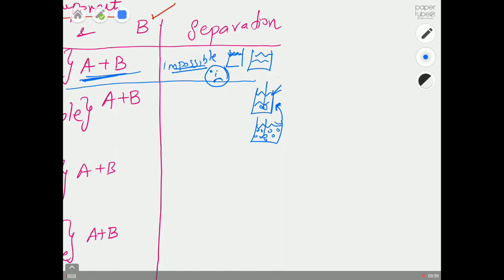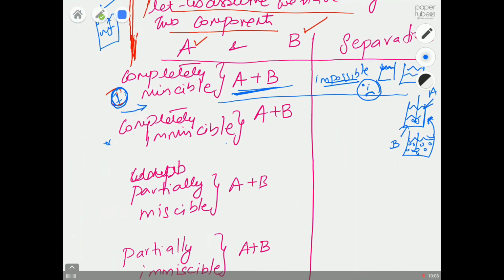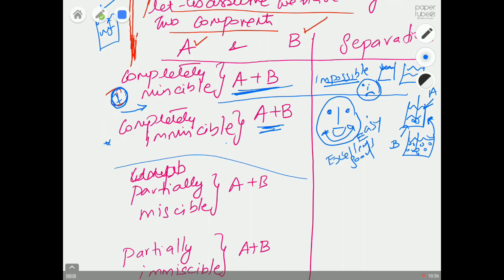Top will be A, bottom will be B. So these are completely immiscible, which means naturally we can separate them. So your separation is extremely good. Separation is easy, or I don't know how to say, excellent or good, anything that you want to call. So this is an ideal system which is easy to separate from each other because they are completely immiscible. So this is your case 2, and case 3 is partially miscible.